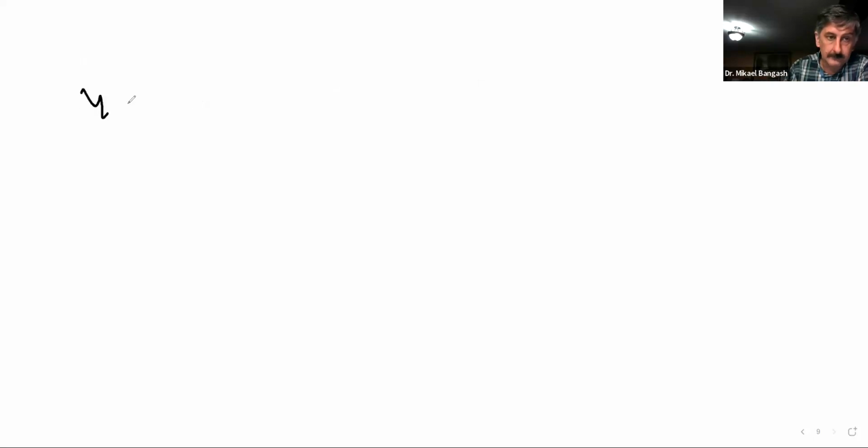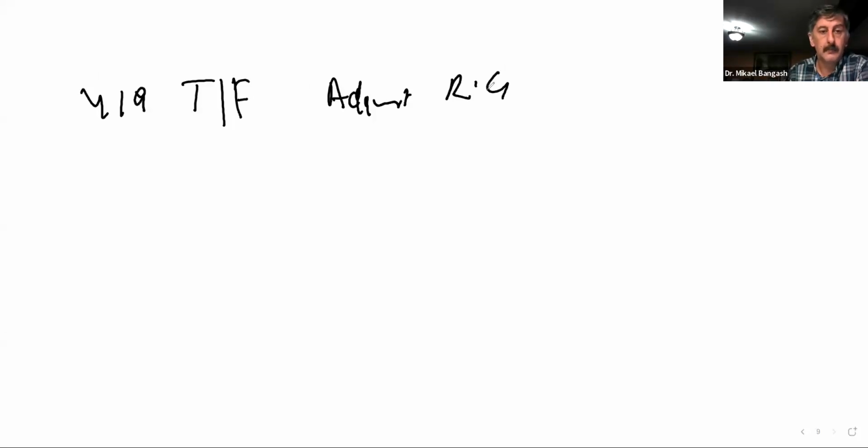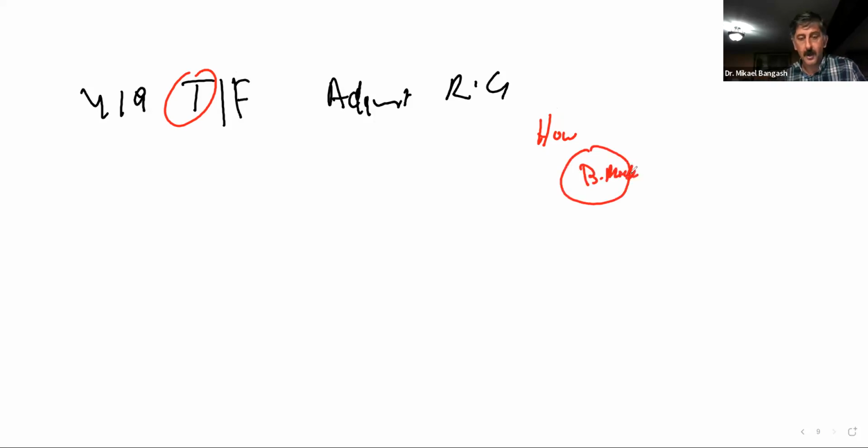Question 419. True or false: the sonographer can adjust the receiver gain. Can we adjust receiver gain? Of course we can, so that is true. How? By your B mode knob. Clear?